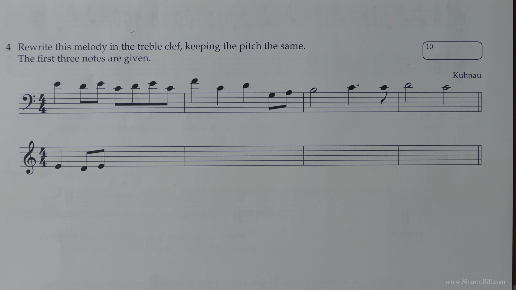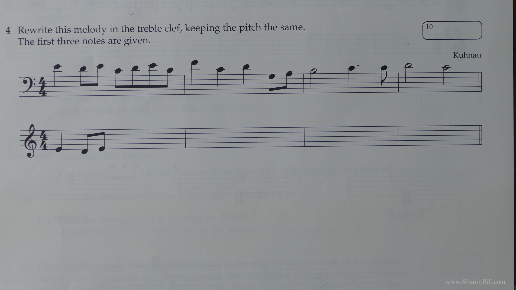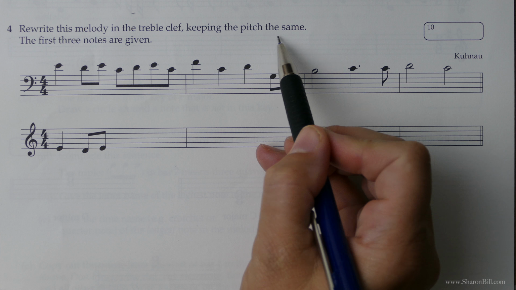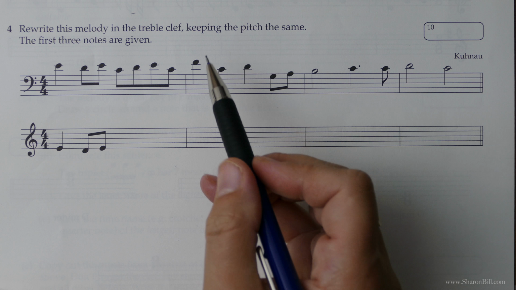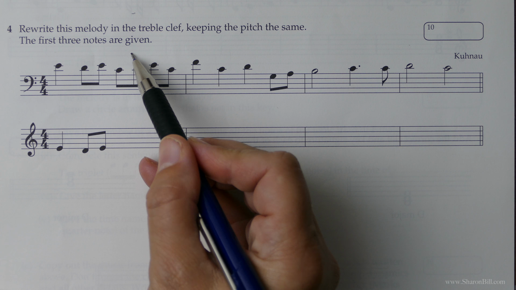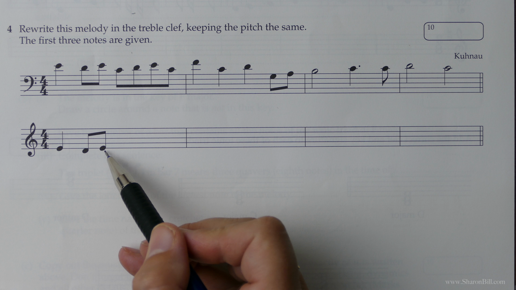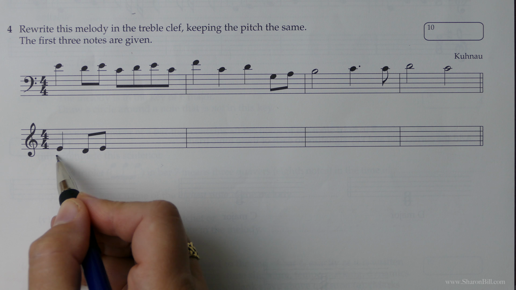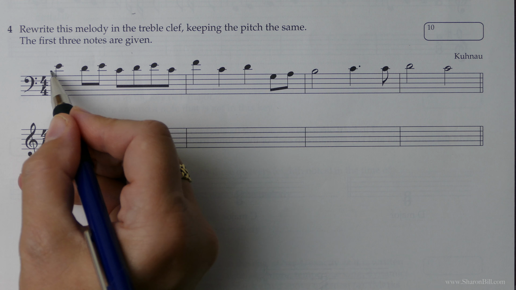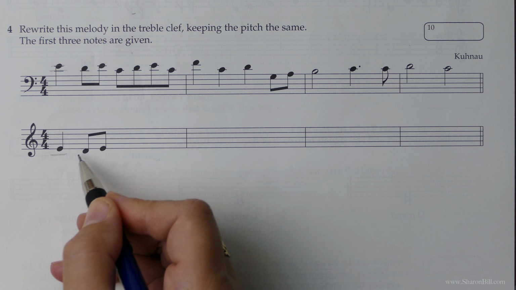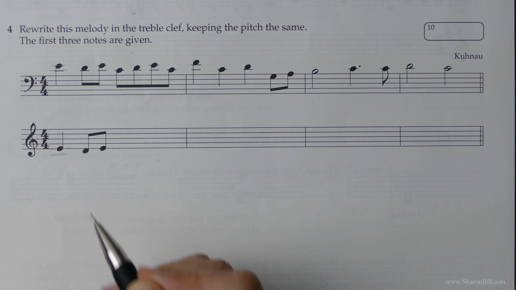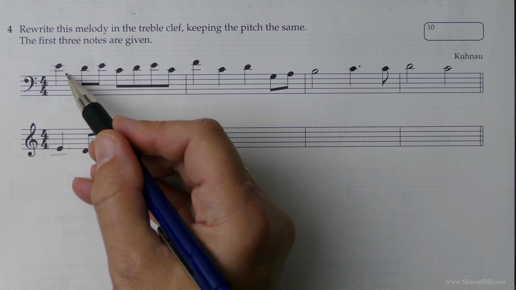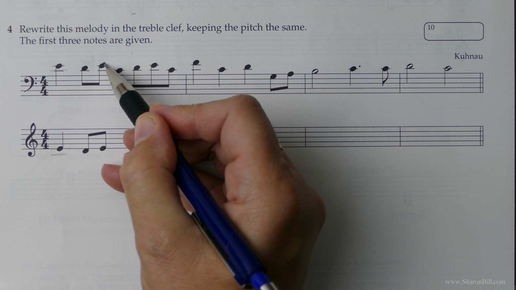So question 4 asks us to rewrite this melody in the treble clef. We need to keep the pitch the same, so just be careful you don't jump octaves. However, they've given us the first 3 notes, so really they've done the thinking for us. We just need to continue carefully. So we can see here is middle C, our anchor point. There's middle C, C, D, E, C, D, E. However, because they've started us off, now we just need to keep in step. So E, down a step, back up a step.